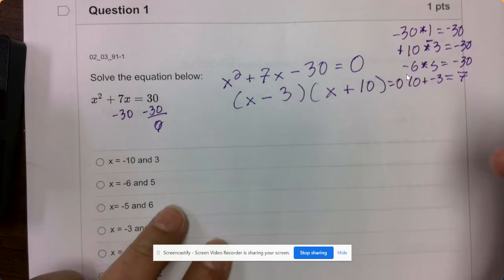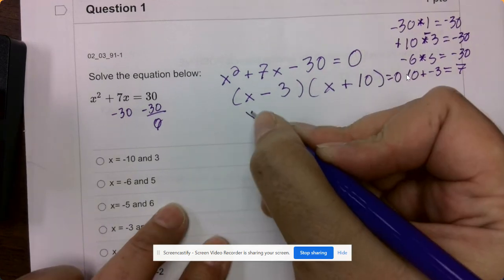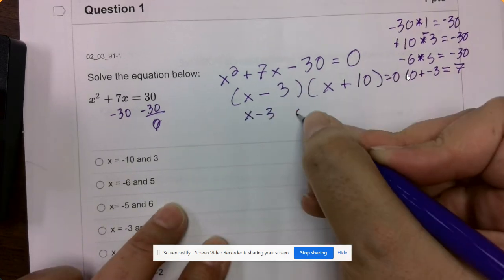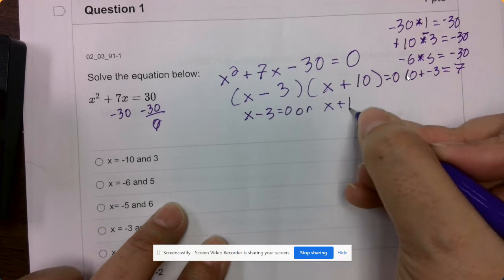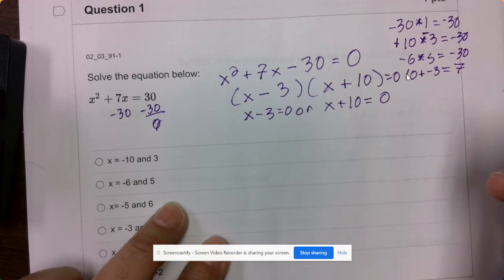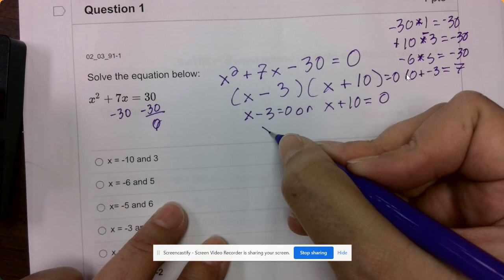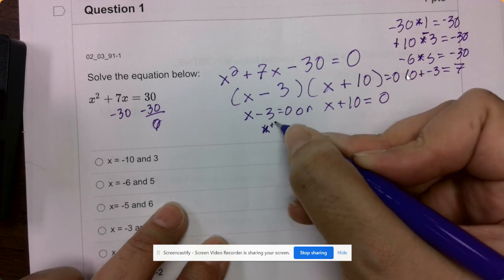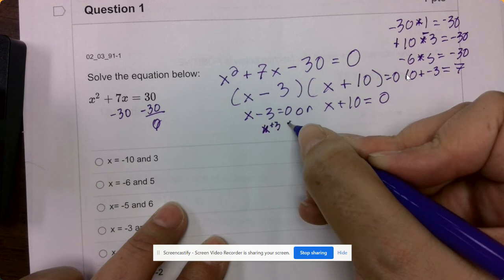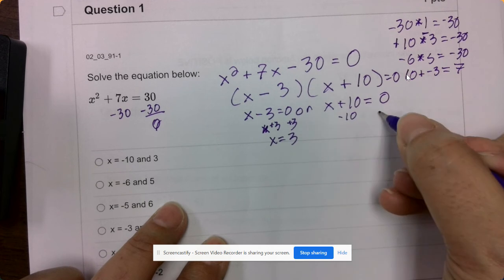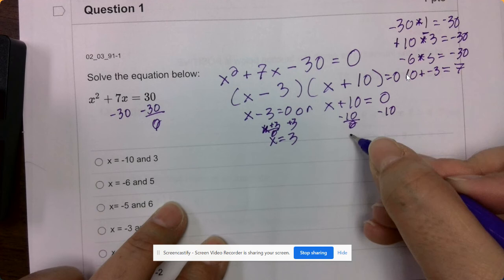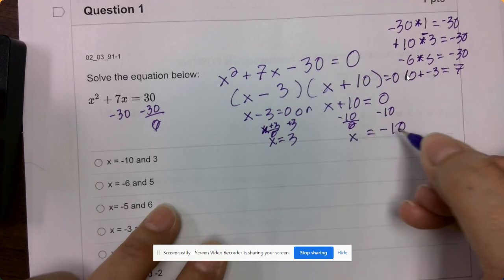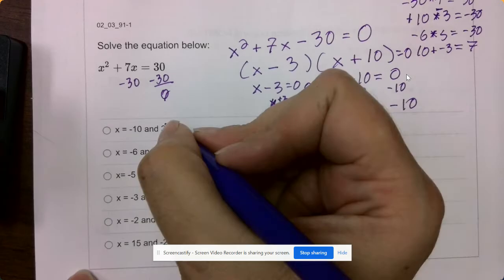Then everybody, for our two solutions, we go x minus 3 equal to 0, or x plus 10 set that equal to 0, and we get add 3 to each side, so we get x is equal to 3, subtract 10 from each side, that would be 0, so we get x is equal to negative 10. Okay, so then I look here and I got 3 and negative 10.